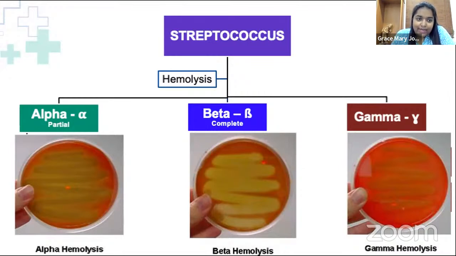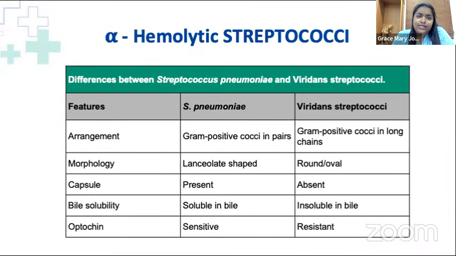Now, coming to the alpha, what are the differences? There are two major ones: Streptococcus pneumoniae, which is sometimes called the pneumococcus, and the Viridans group Streptococci. Both are gram-positive cocci, but Streptococcus pneumoniae usually comes in pairs, while Viridans are usually in long chains.